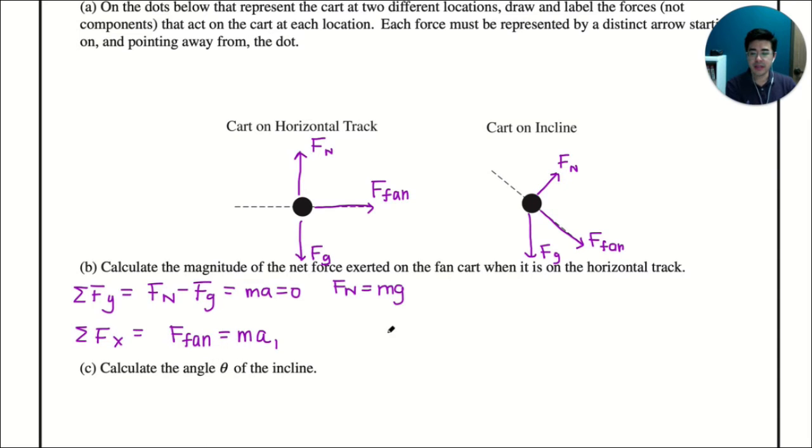And then if we want to calculate the net force, we just plug in our numbers. Earlier it said the mass was 0.5 kilogram, and we got the acceleration was 0.8 meters per second squared. If we multiply those two together, we get that the force of the fan is 0.4. Units are newtons, do not forget your newtons. And it says the magnitude, so we don't need the direction at all. So that'll be our answer for part B.